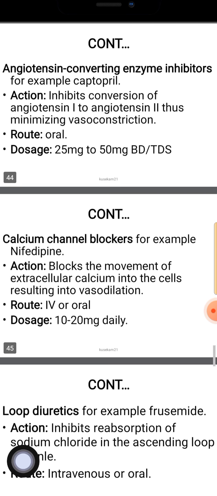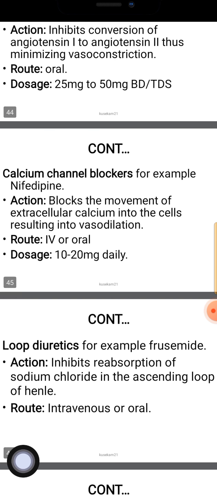Then calcium channel blockers. So calcium channel blockers, it's nifedipine. So far I've talked about captopril, propranolol, and nifedipine, which is the calcium channel blocker. This one blocks the movement of extracellular calcium into the cells, resulting in vasodilatation. Route: IV, dosage 10 to 20.